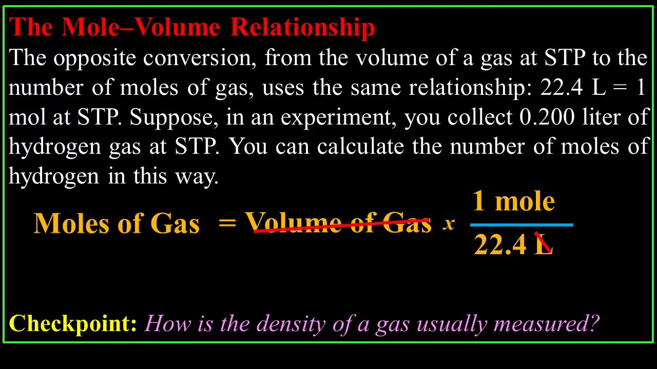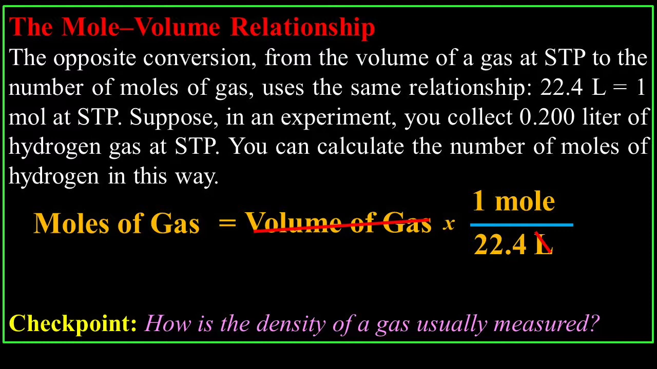The opposite conversion, from the volume of gas at STP to the number of moles of gas, uses the same relationship, 22.4 liters, 1 mole at STP. Suppose in an experiment you collect 0.2 liters of hydrogen gas at STP. You can calculate the number of moles of hydrogen in this way. Moles of gas equals volume of gas times 1 mole over 22.4 liters.